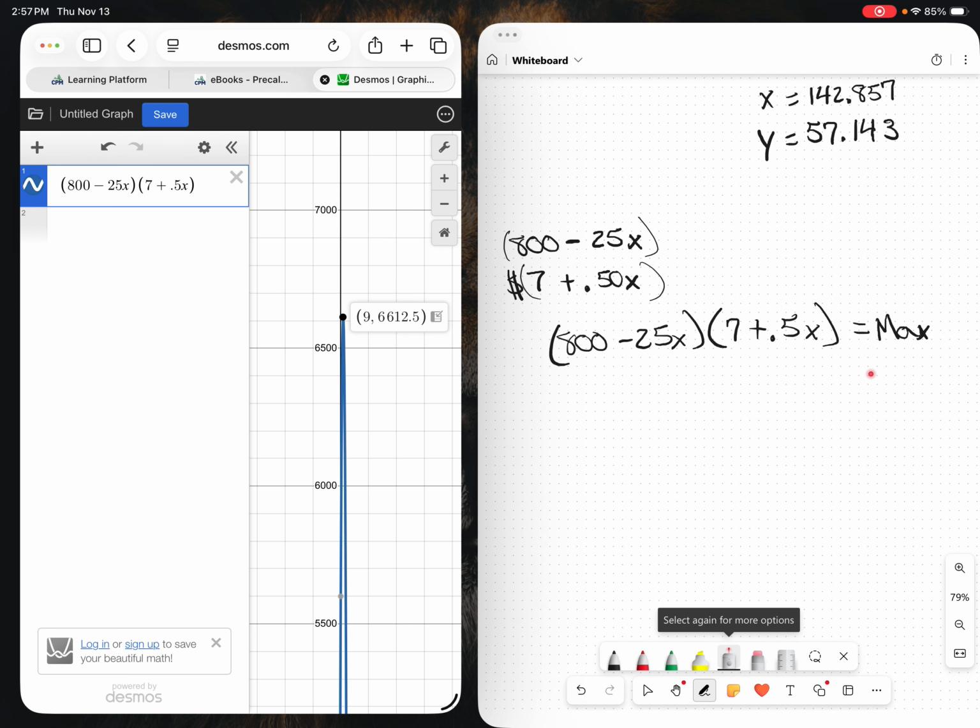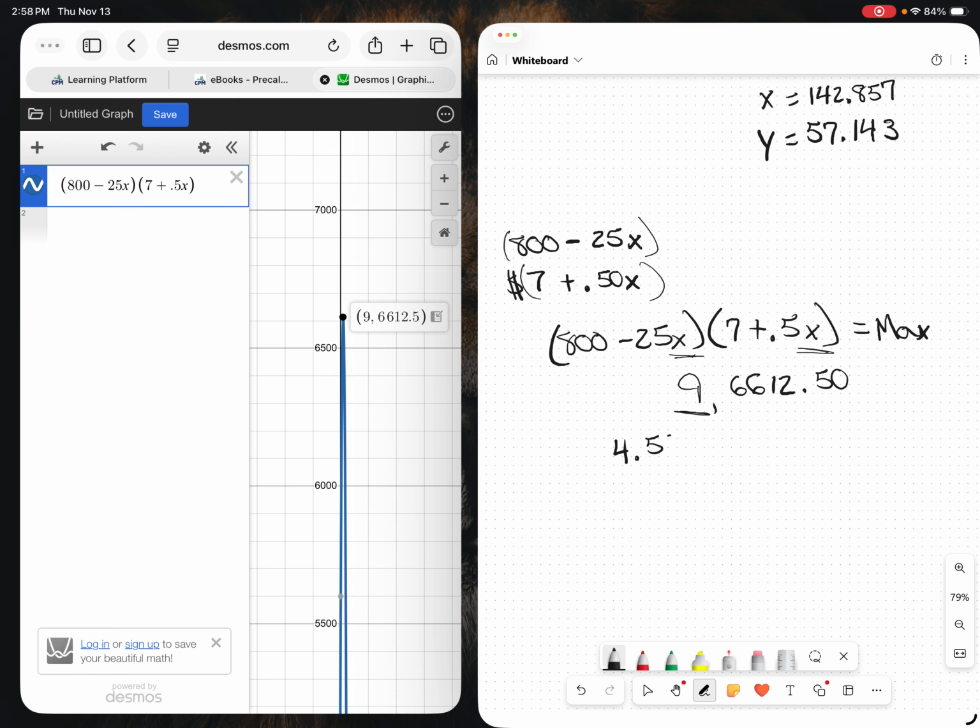There we go. So our maximum is 9 and $6,612.50. So 9 is our number of times we increase the price. If 9 times we increased it 50 cents, we actually increased it $4.50 from our original $7. So our actual price of our widget is $11.50.